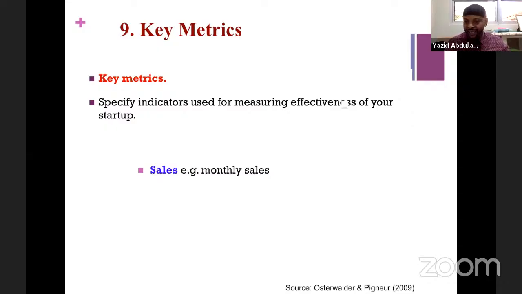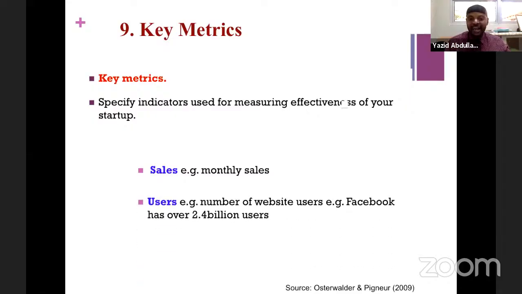You can measure the sales, how much sales am I making? You can measure how many users do you have? For example, Facebook has what? Number of users. Facebook currently has over 2.4 billion registered users. WhatsApp has over maybe 1 billion or maybe close to 2 billion users. And some other companies look at profit, how much profit they're making. Okay, so there are many, many indicators of performance.